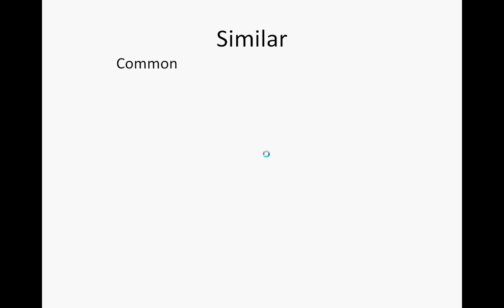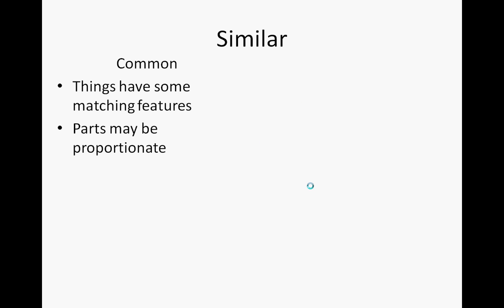It has a common meaning that you use in common language when you're talking to your friends or whenever, and it just means that things have some matching features. Some of them are matching, maybe not all of them. Parts of these things might be proportionate. Maybe it's better if they are, but they might not be. And it's very subjective, because all you have to do is say one thing is like another thing.